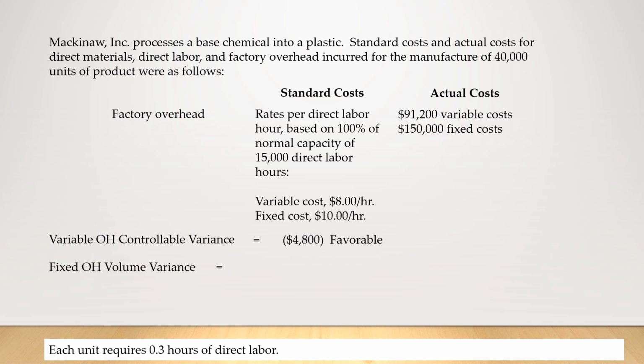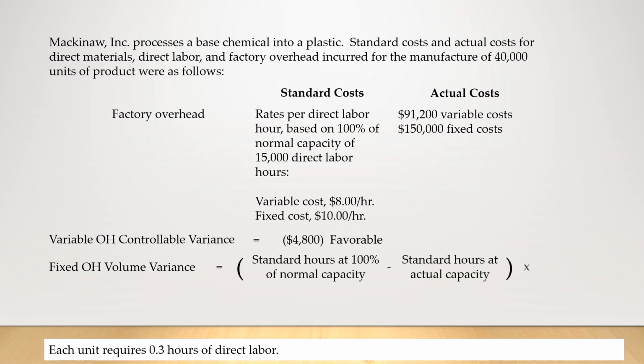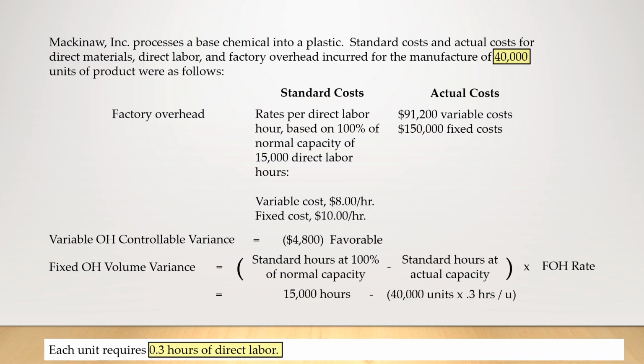Next, we can do the fixed overhead volume variance. This item is the difference between standard hours at 100% of normal capacity less standard hours at actual capacity times the fixed overhead rate. The standard hours at normal capacity are 15,000. To get standard hours for actual capacity, multiply the 40,000 units by the 0.3 hours per unit, or 12,000 hours.